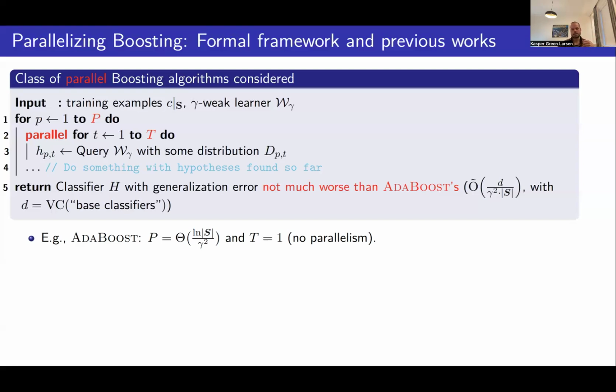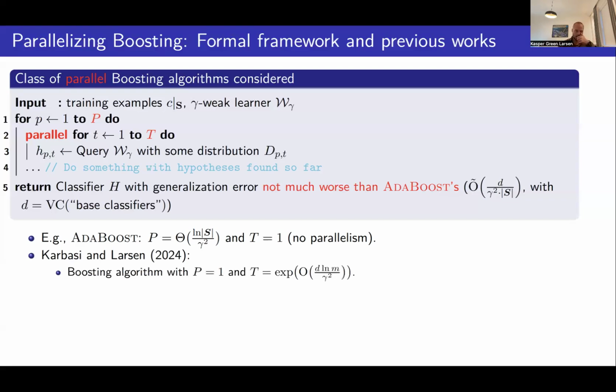Okay. Now, the first work to consider this setup with a weak learner using a hypothesis set of VC dimension D was previous work together with Amin Kabachi and myself, where we gave a one-round boosting algorithm. So it has only a single round, and the number of queries you ask in parallel here was quite large. It's exponential in the VC dimension D times log M, where M here is the size of the training data set S over gamma squared. So you can trade off these many sequential rounds and turn them into just a single round by doing exponentially many queries in parallel.